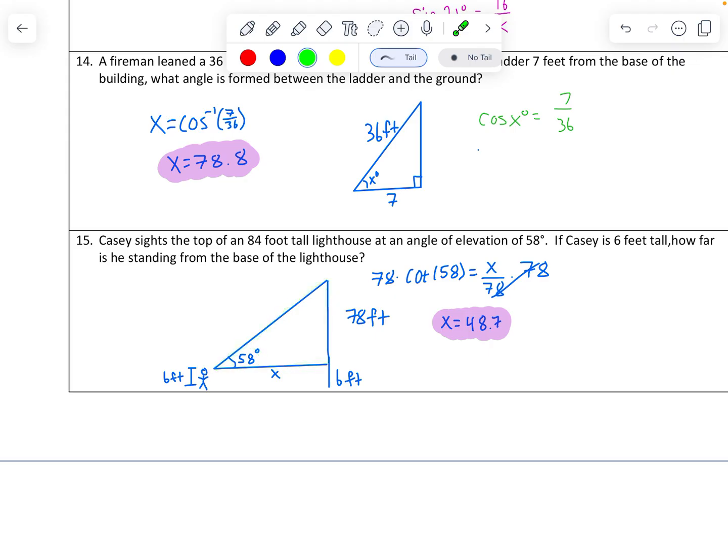This angle is 58 degrees. And we're trying to find how far he's standing from the base of the lighthouse, which is what's labeled as x in that picture. And so we have adjacent and opposite, so tangent. So you do tangent of 58 degrees equals opposite over adjacent. And then to solve for x, once again, you multiply both sides by x over here, and then divide by tangent 58. So 78 divided by tangent 58. And that gets you that answer. And that's it.